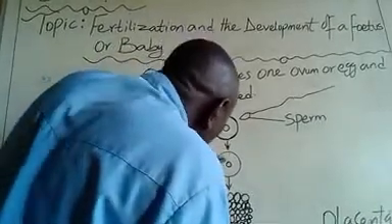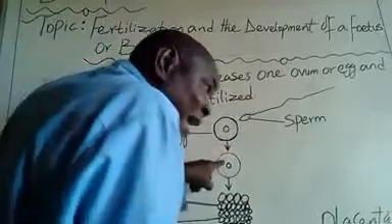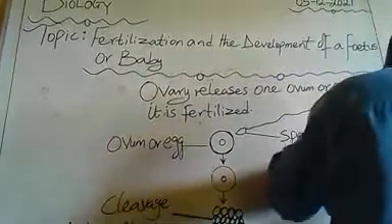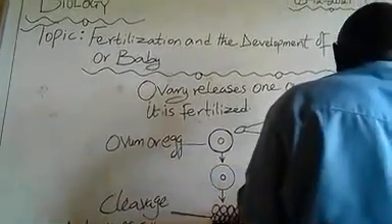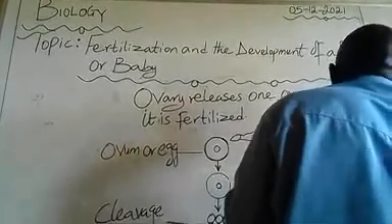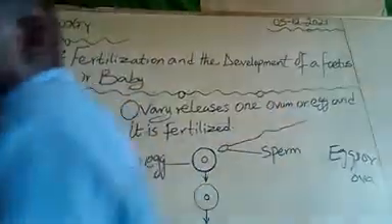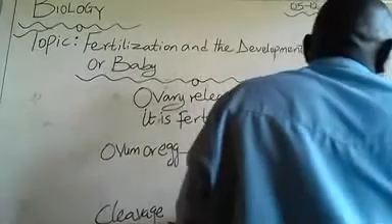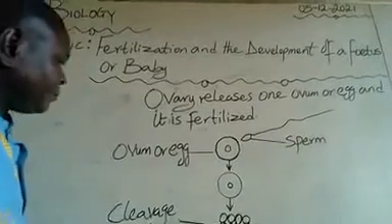We call it egg or ovum. If it is one, we call it egg or ovum. If there are many, we call them eggs or ova. Okay.